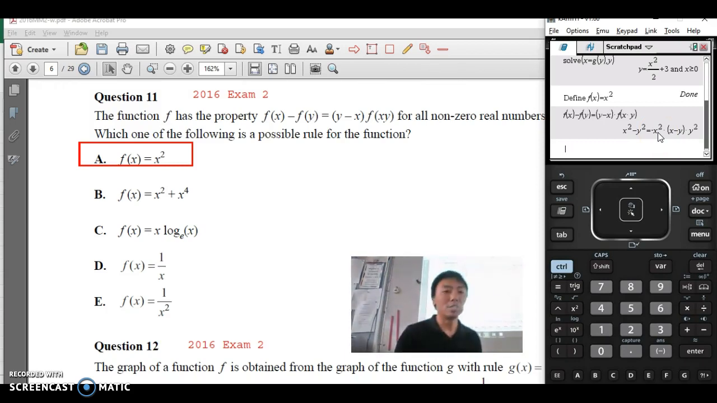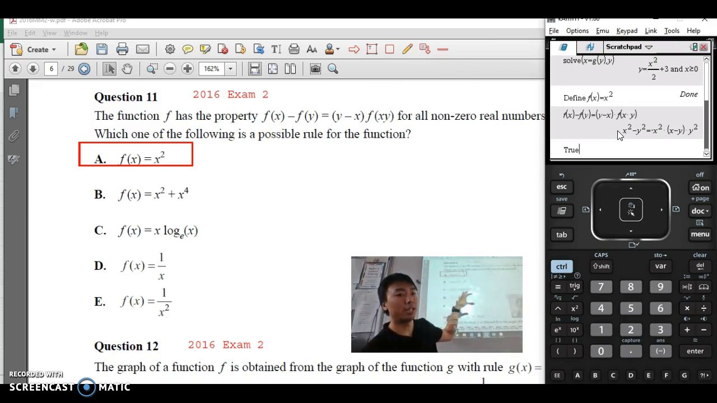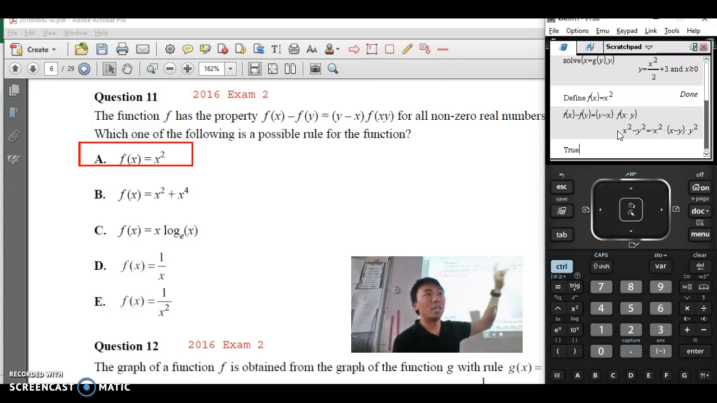Now what you need to do is find the rule that will give you a true answer in the calculator. After you define the right one and type in this line, you will get true. True means the two sides are the same, which will give you the answer. The first one is definitely not, because it gives you an equation. An equation means the left hand side is different from the right hand side. So now try to define B and do it again.